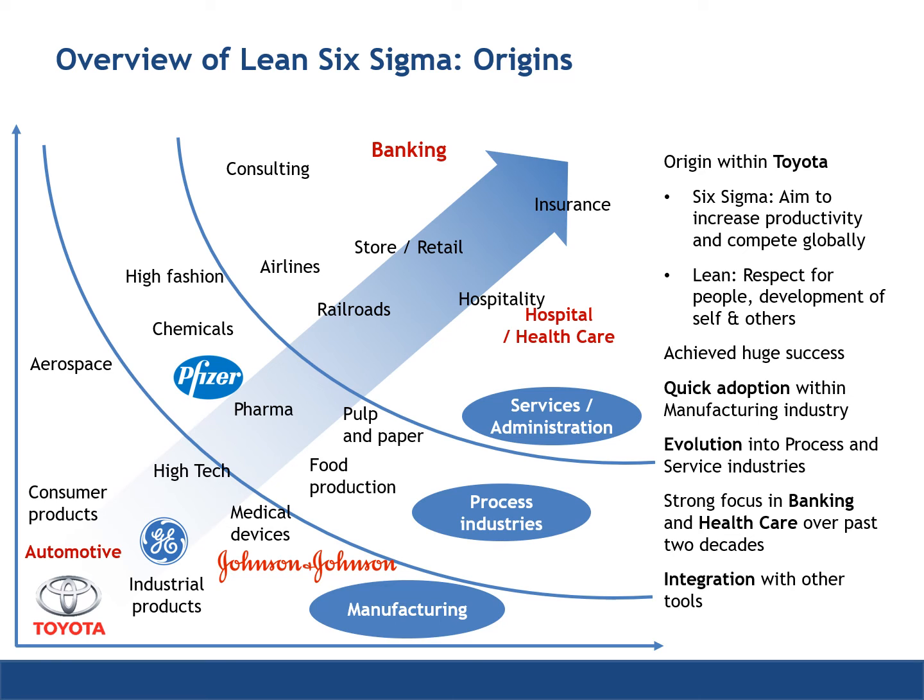And in the last 20 years, it has made its way into the service and administration industries, such as financial institutions and banking, hospitals and healthcare, airlines, and consulting firms. This dramatic shift toward adopting Lean Six Sigma is due to the success of implementing it throughout the different industries.